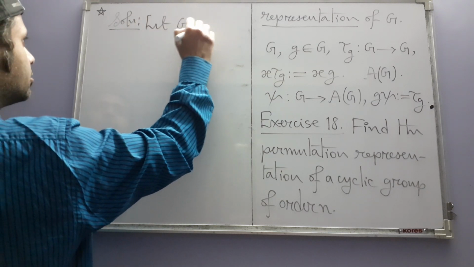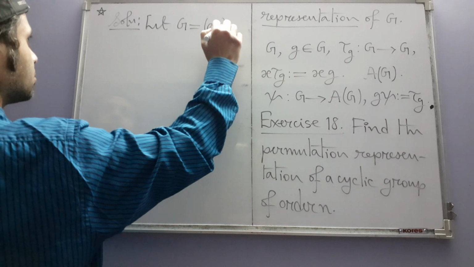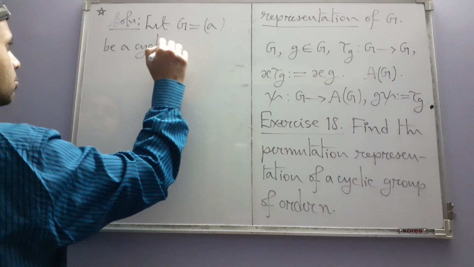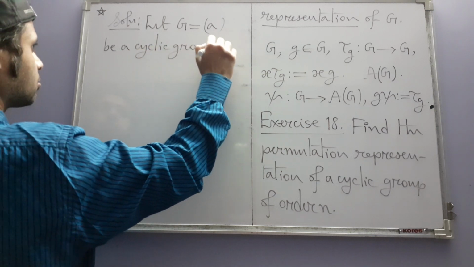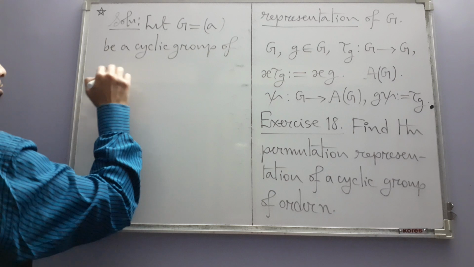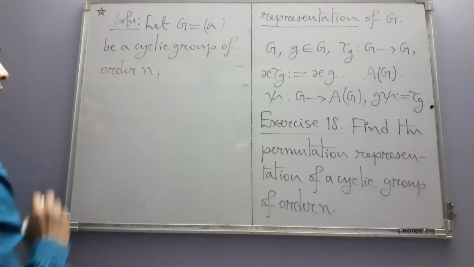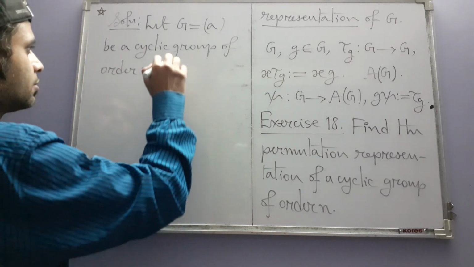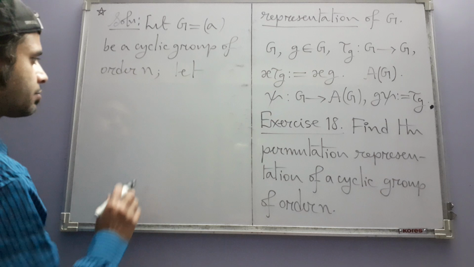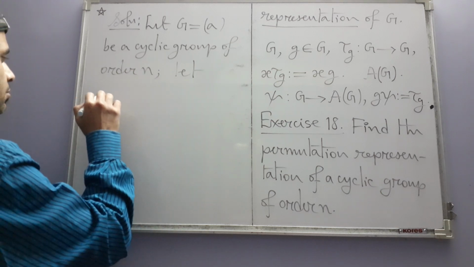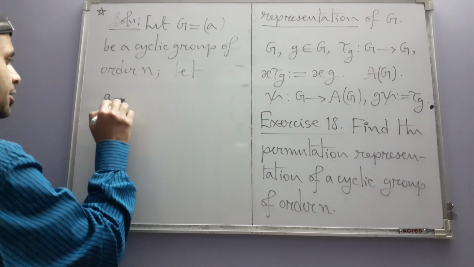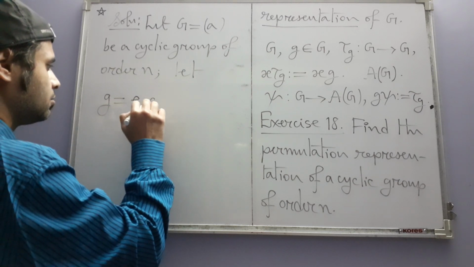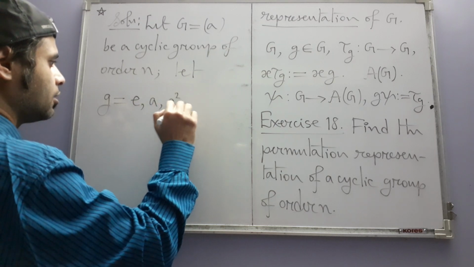Let G be a cyclic group of order n, a cyclic group of order n. That means a is a generator whose own order in G is n. Now let capital G be this element e, a, a square, and so on.